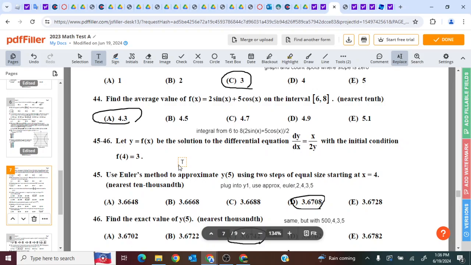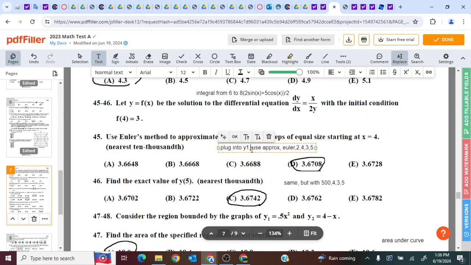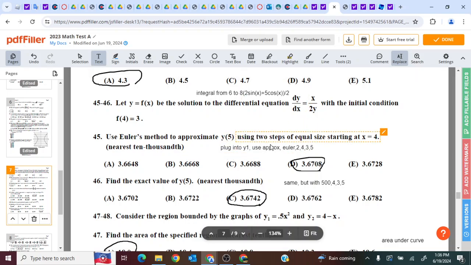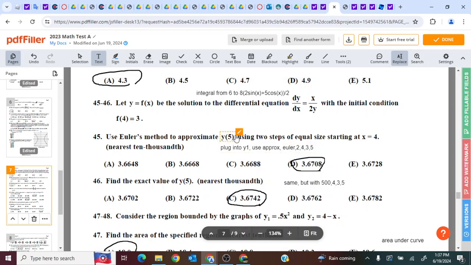45, let f of x be a solution to this equation. Use Euler's method to approximate y5. We have a Euler's approximation program for it. Put this equation x over 2 over y into y1, and then use our approximation method, Euler's, with two steps, starting at x equals 4. It's given that f of 4 is 3, and then you are ending at x equals 5. If you do that, you'll get 3.6708.